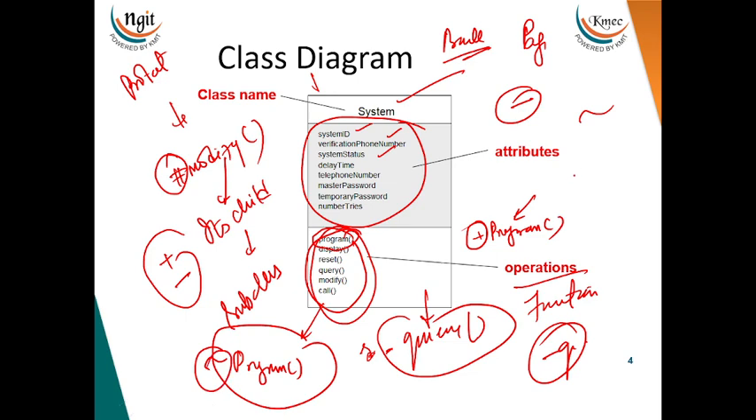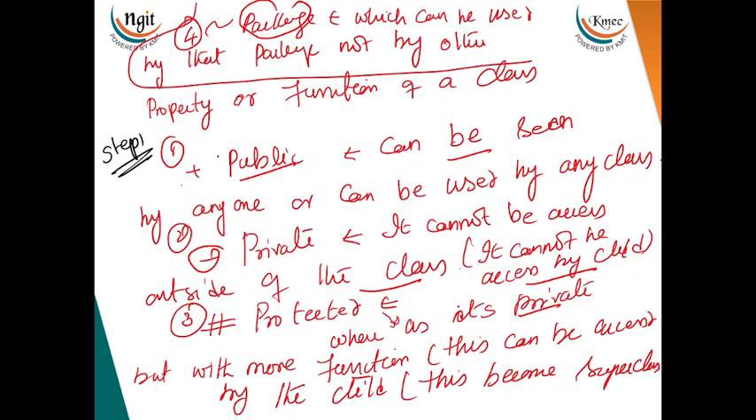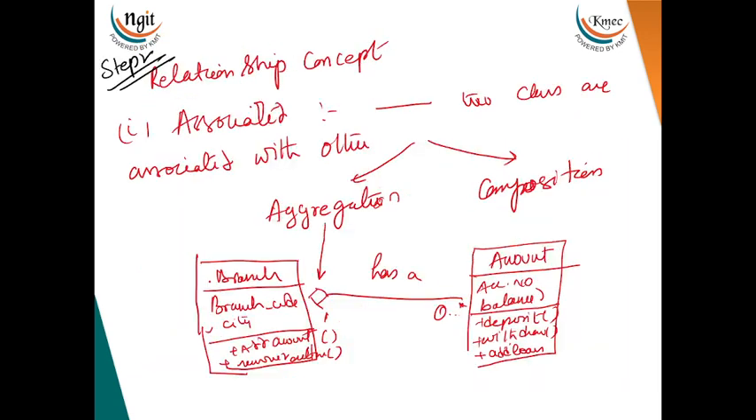So there are four properties. Do remember them. We have plus, public; minus, private; hashtag, which is private but can be used by a child; and package, which can be used all over that package. So there are four visibility properties of operations. Now let's move on to others.